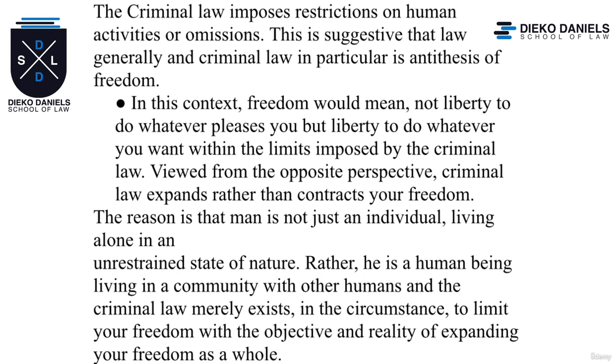In this context, freedom would mean not liberty to do whatever pleases you, but liberty to do whatever you want within the limits imposed by criminal law. Viewed from the opposite perspective, criminal law expands rather than contracts your freedom. The reason is that man is not just an individual living alone in an unrestrained state of affairs. Rather, he is a human being living in a community with other humans, and the criminal law merely exists in the circumstance to limit his freedom with the objective and reality of expanding your freedom as a whole.